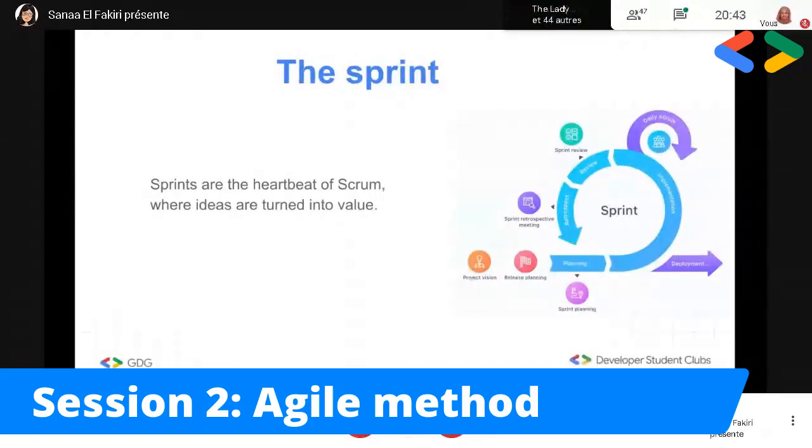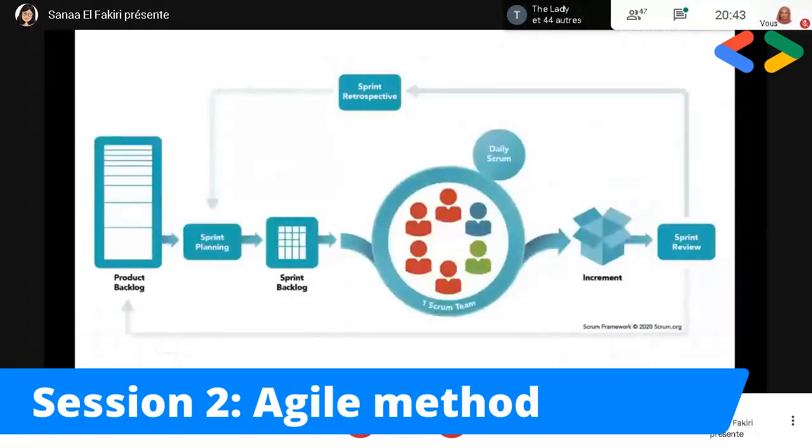Here is an overview of the Scrum framework. The sprint begins with planning. As I said, it is the sprint planning, which we'll be talking about later, where the team defines the sprint backlog, which is a list of what should be done during this sprint in order to achieve some defined goal. Every day of the sprint, the team meets in a daily Scrum to discuss their progress towards the goal.